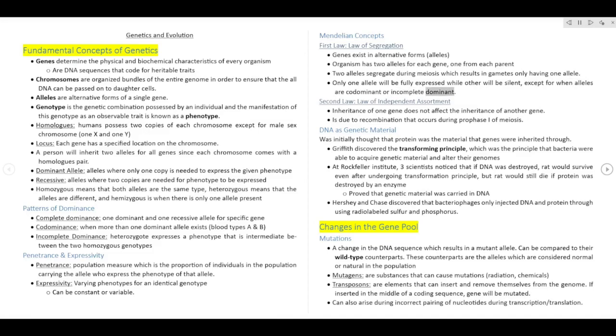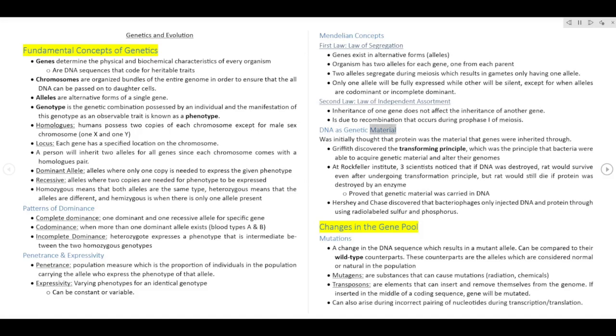Second law, law of independent assortment. Inheritance of 1 gene does not affect the inheritance of another gene. This is due to recombination that occurs during prophase I of meiosis.